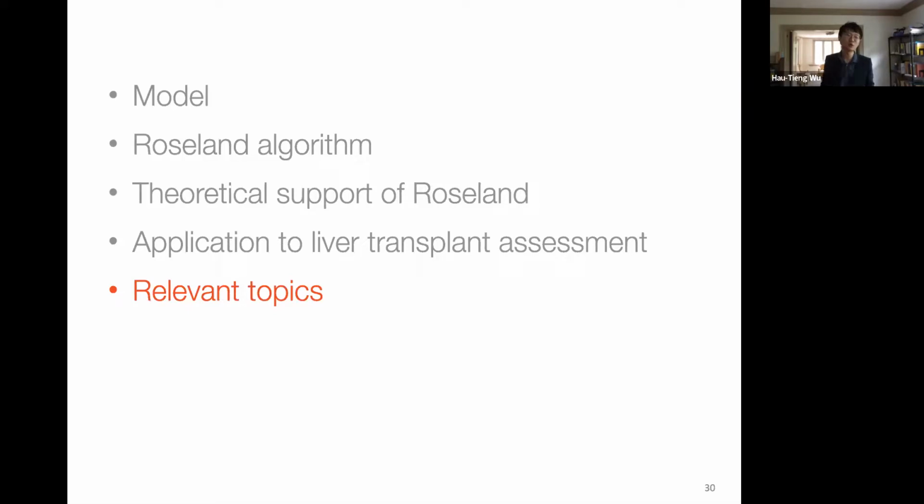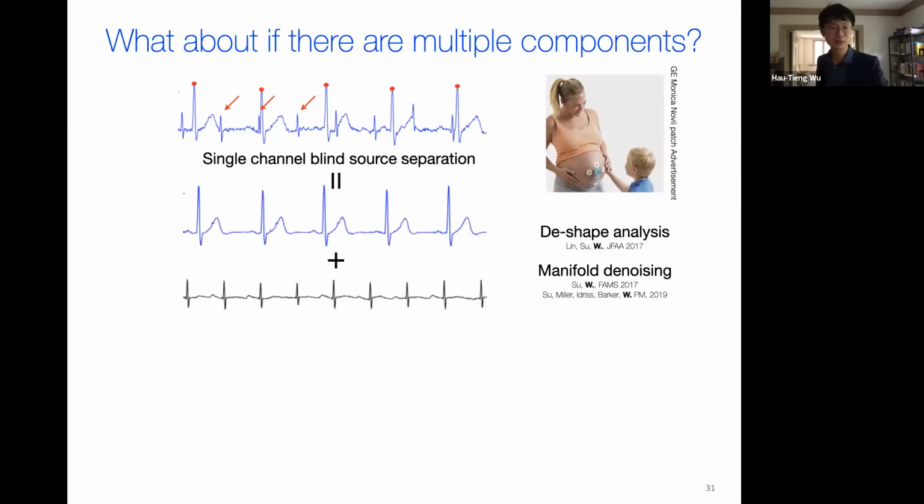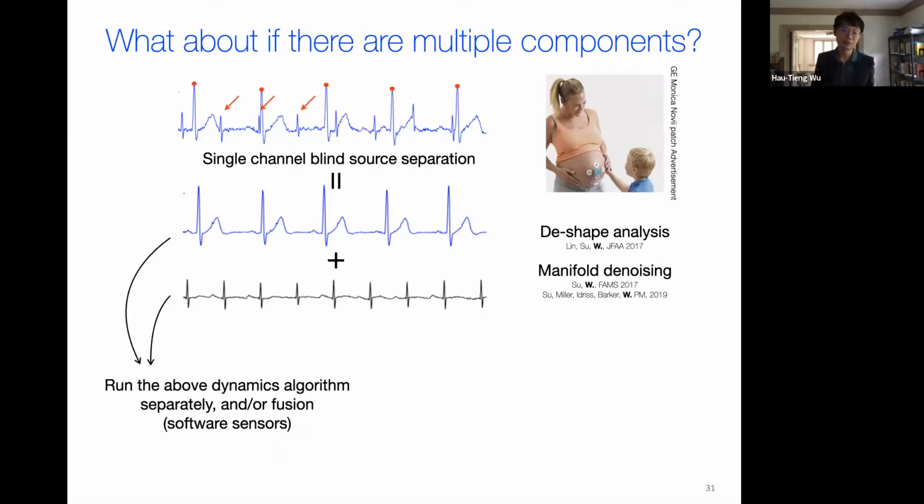I will quickly go through the last part, the relevant topics. First, what if there are multiple components in one signal? For example, in this transabdominal maternal fetal ECG signal, what we propose is to apply the shape algorithm and the manifold learning algorithm, combine them to decompose the signal into two parts, and then run the previous algorithm. But this is again a whole different topic.